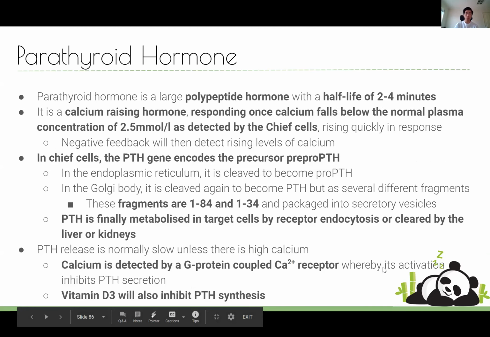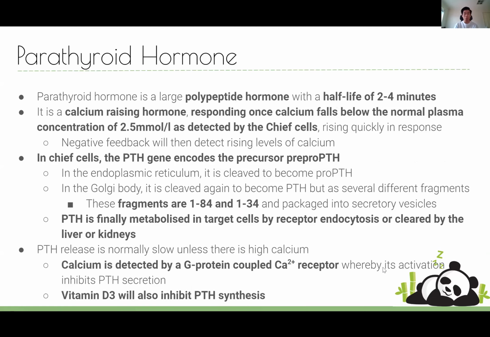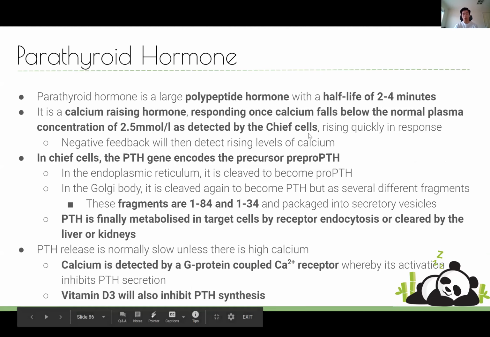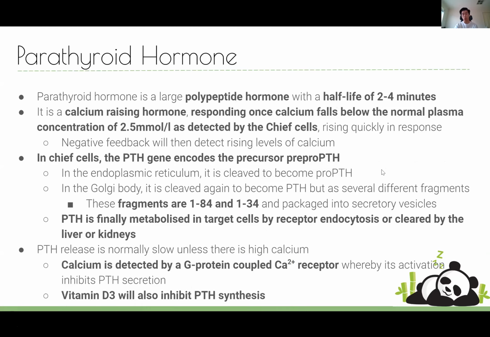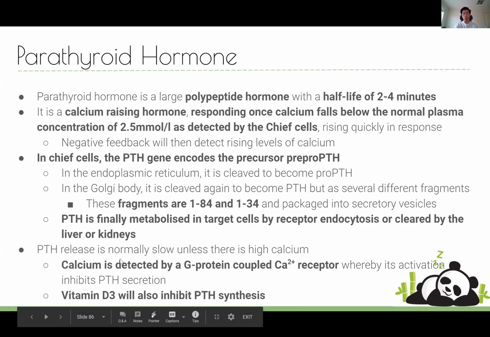The parathyroid hormone is a polypeptide hormone, and importantly, it's a calcium-raising hormone, and will respond when calcium falls below 2.5 millimoles per liter. But that's not really an important figure. Basically, all you're saying is a negative feedback loop where low calcium will trigger PTH, which will cause calcium to re-rise. PTH itself starts as a pre-pro PTH, which is then cleaved by the endoplasmic reticulum and the Golgi body. That's all that's kind of important there. And these will be metabolized either in the target cell or cleared by the liver or kidneys. So if you have problems with those, then you might have problems with your liver or with your PTH clearance.